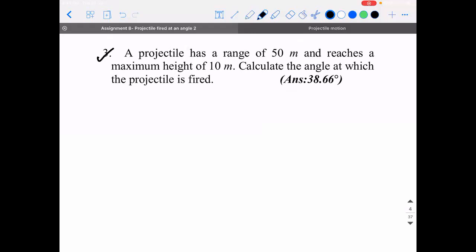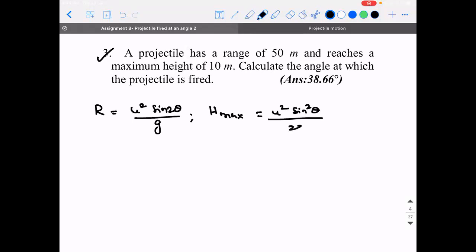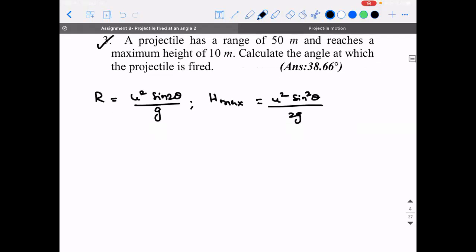So next one. There is a projectile which has a range of 50 meters and reaches a maximum height of 10 meters. Calculate the angle at which it is projected. Okay, I don't want you to give me the exact value. You can tell me in terms of inverse. So range is equal to u square sine 2 theta divided by g. Maximum height is equal to u square sine square theta divided by 2g. Right?